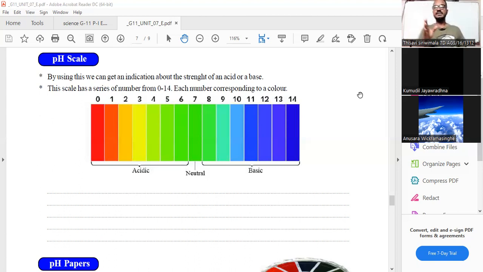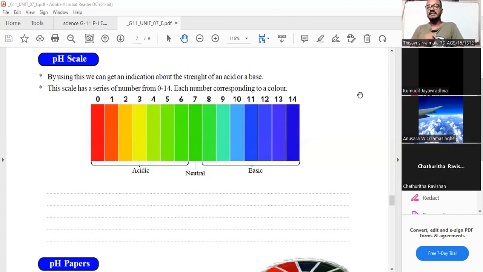As you can see, number 7 is neutral. When you move from 7 towards 0, the acidic nature will increase. So 0 is maximum acidic. When you move from 7 towards 14, the basicity will increase. 14 is maximum basic, right? So we'll write something for that dotted line. I'll write on the board.